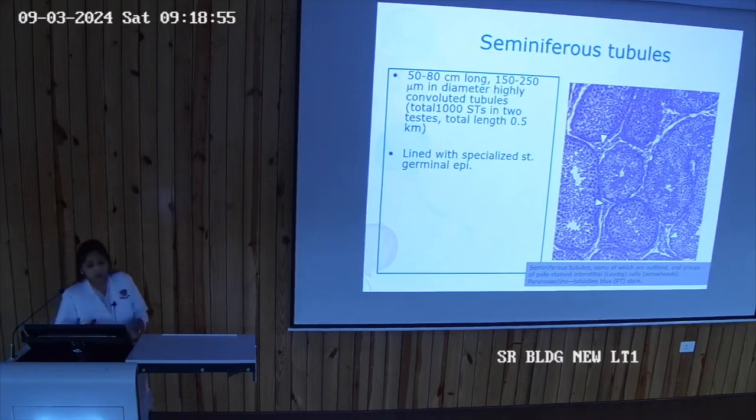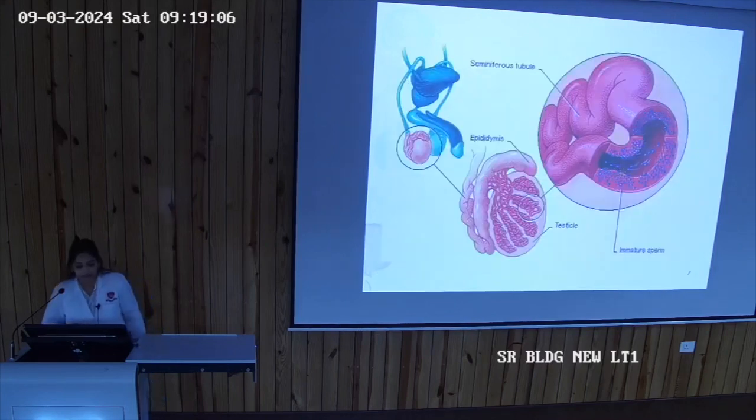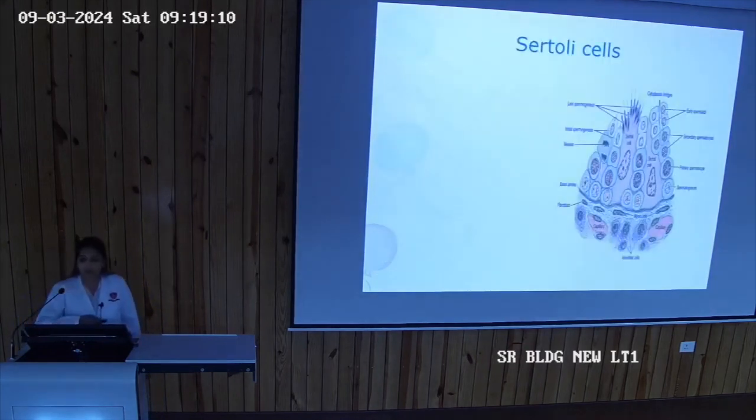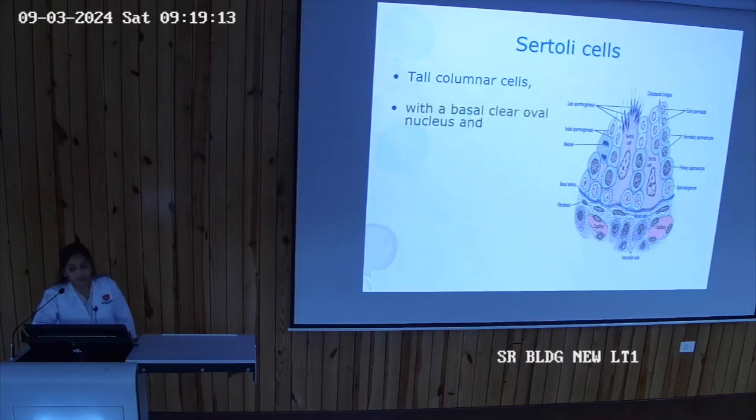So the length of the seminiferous tubule is around 50 to 80 centimeters, highly convoluted, and it is lined by specialized germinal epithelium. This is a cut section of a seminiferous tubule. Now let us talk about Sertoli cells. These are tall columnar cells. Now can you identify which ones are Sertoli cells?